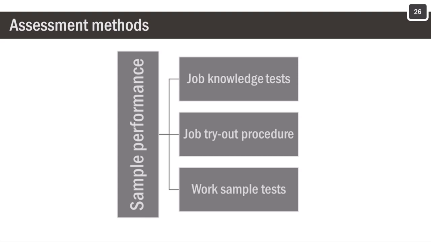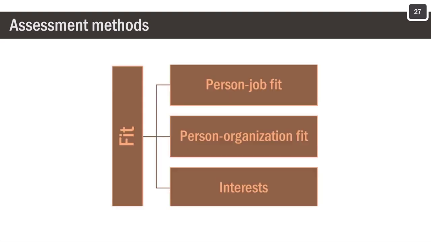And then there are job tryout procedures, for example, internships or probationary periods. With this procedure, applicants are hired with minimal or no screening, and their performance on the job is observed and evaluated for a certain period of time. Those who do not meet a previously established standard of satisfactory performance by the end of the probationary period are then terminated. Finally, there are assessments that focus on fit. Person-job fit measures assess the degree of match between characteristics of the applicant, such as values, desires, and interests, and those embodied by the job the applicant is applying for.